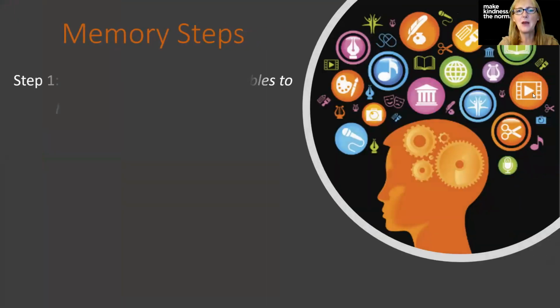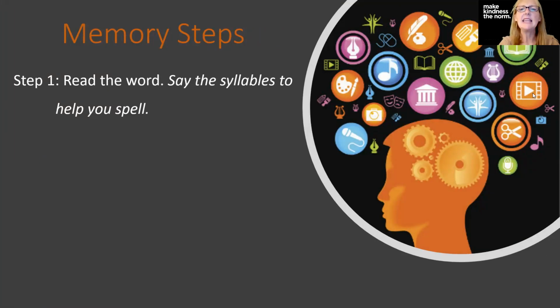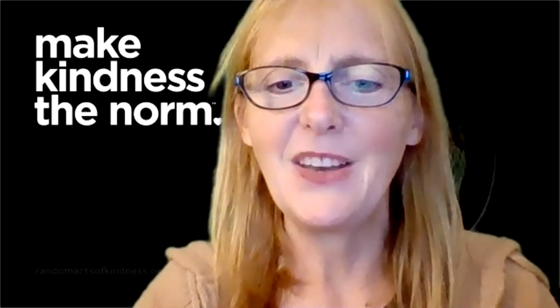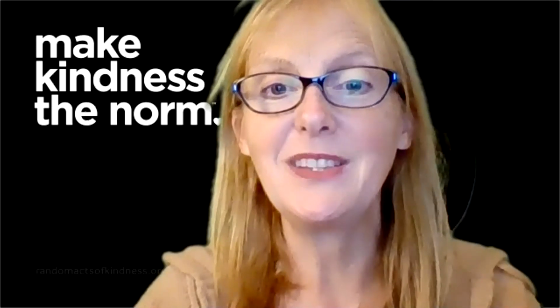Okay, so remember our memory steps. Read the word, say the syllables to help you spell. So far, we've done mostly one-syllable words, but we're quickly moving toward polysyllabic words, many-syllabled words. Step 2, you're going to underline the parts that are hard for you, and then you're going to cover the word, say the word, and write the word out by syllables. Really pull it apart to write it, and then of course check. Those are the things we're going to do with the words this week.